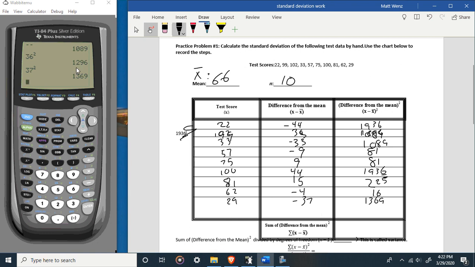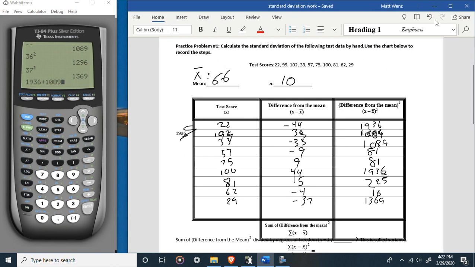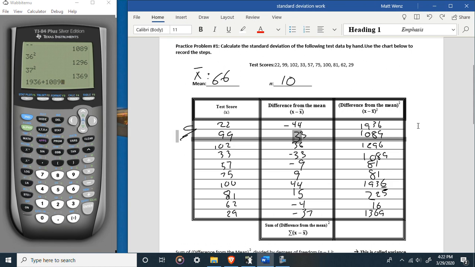Oh, no, it's not going to work over here now. 1936 plus 1089. Oh, God. Did I delete something? I did. Oh, my God. I hate your smartboard. I can't even blame the smartboard this time, can I? How do I just go to home? Undo. All right, there we go. Is that better?